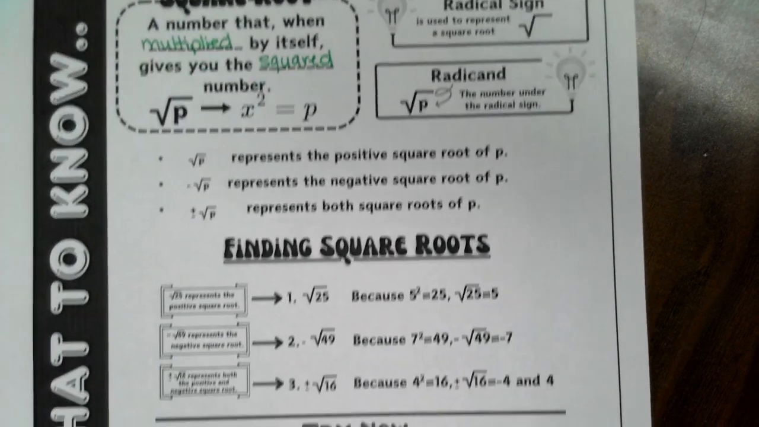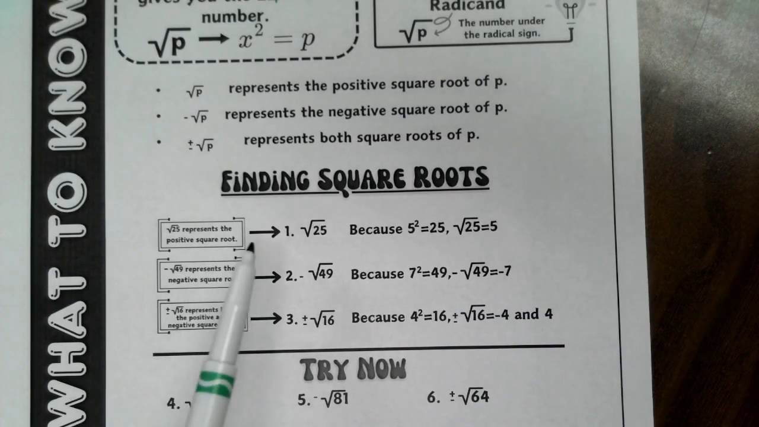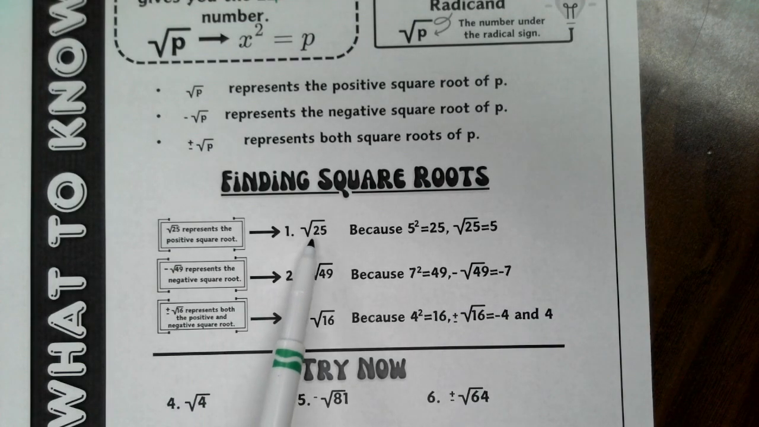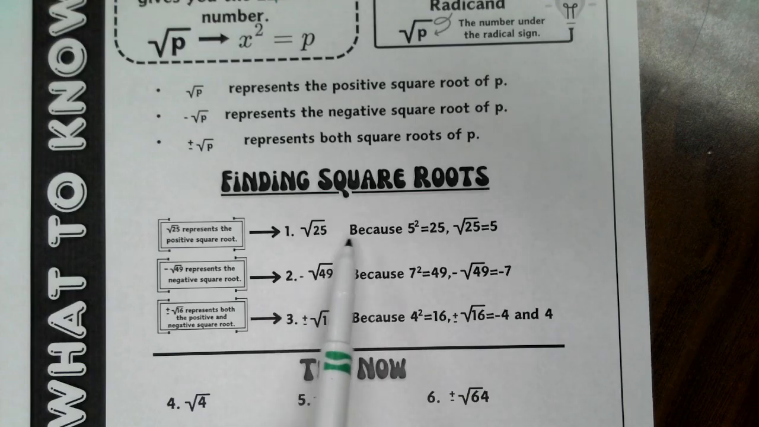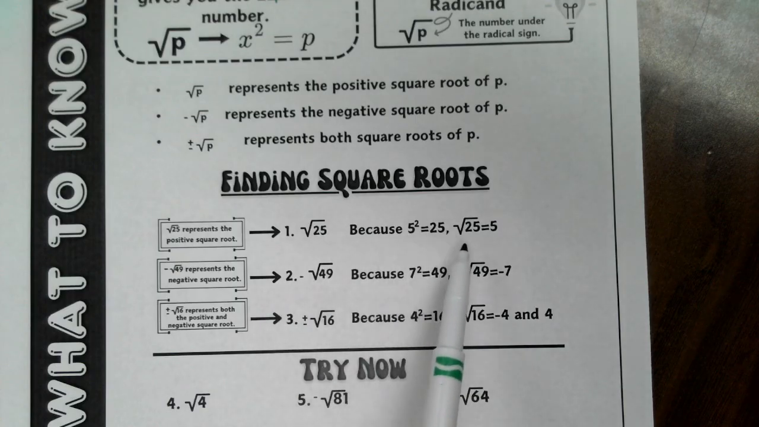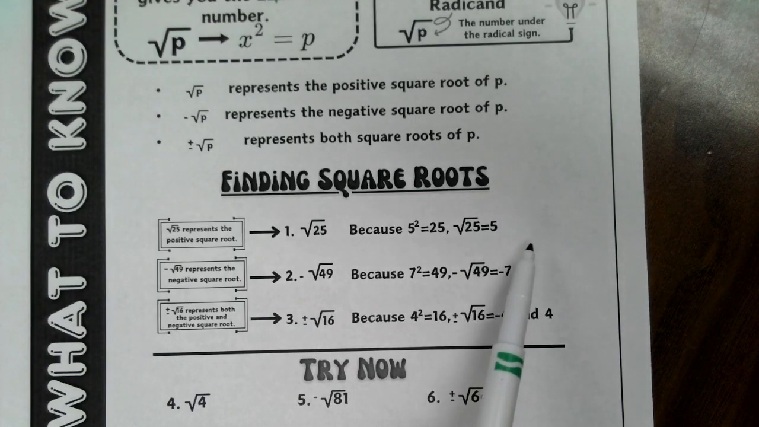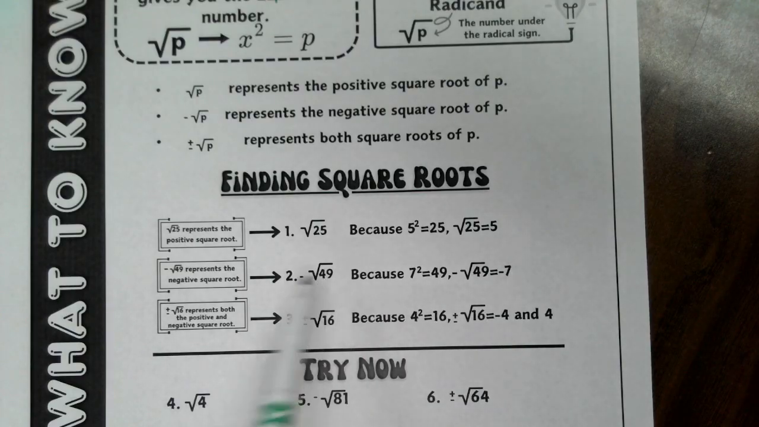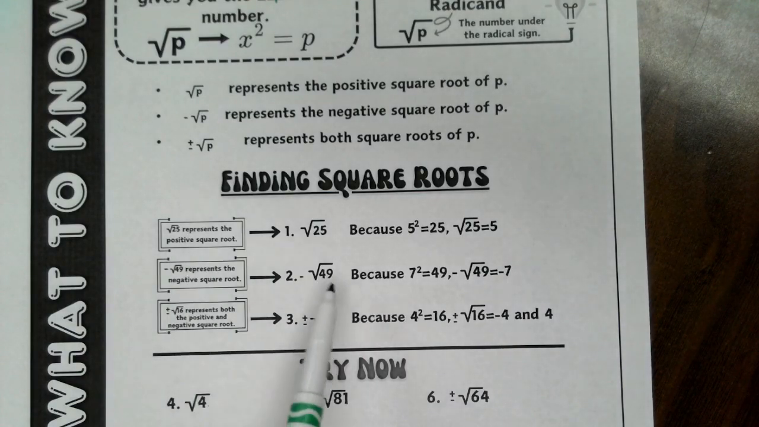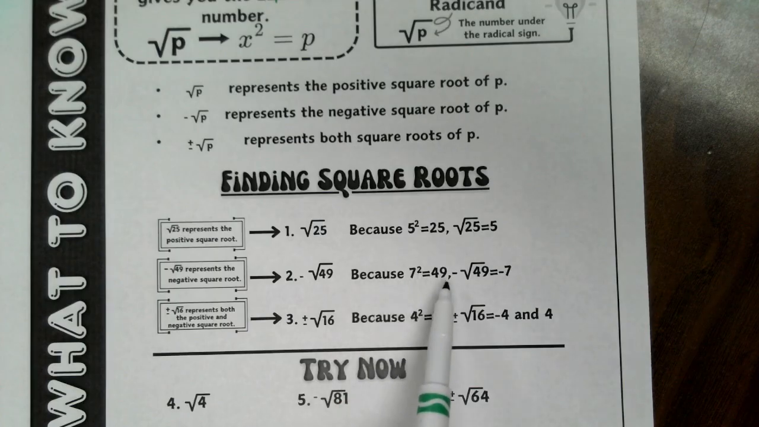Here are some examples of that. This one is the positive square root of 25, because 5 squared equals 25, so the square root of 25 is 5. This one's the negative square root of 49, because 7 squared is 49, so the negative square root of 49 would be negative 7. And then this one's the positive and negative square root of 16, because 4 squared is 16. The positive and negative square root of 16 is negative 4 and 4.